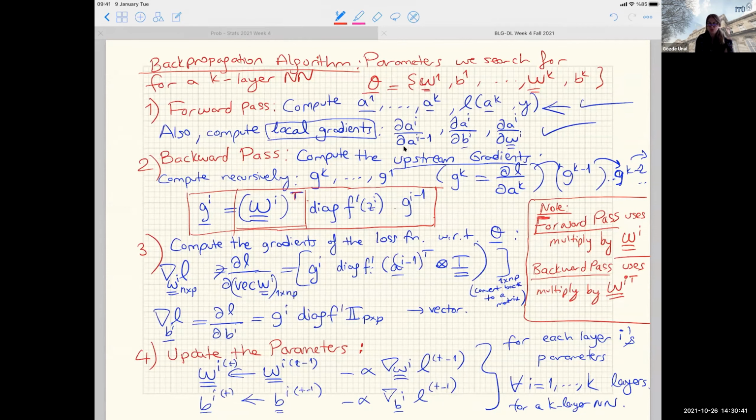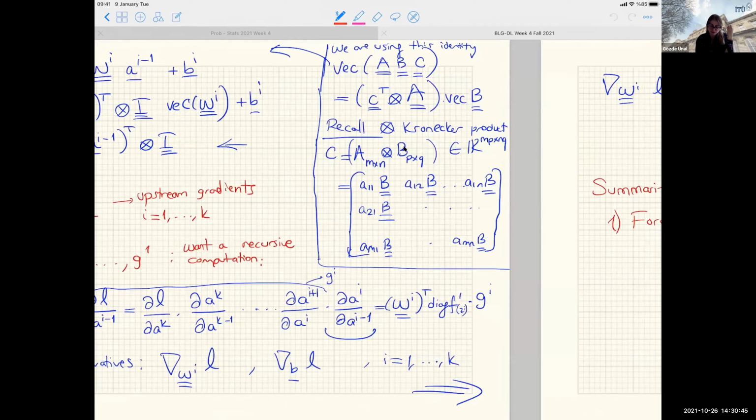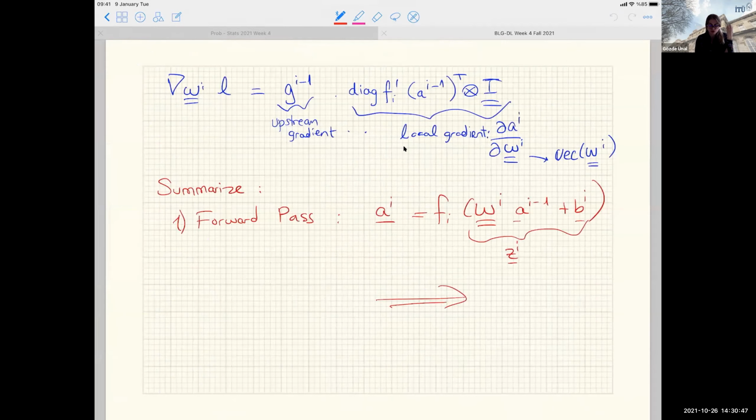I mean, I used some upstream gradients and local gradients, right? What were the upstream gradients? They are the derivative of the loss with respect to the activation, for instance from the previous layer. It comes and gets multiplied by the local gradient, right? Upstream gradient gets multiplied by local gradient.